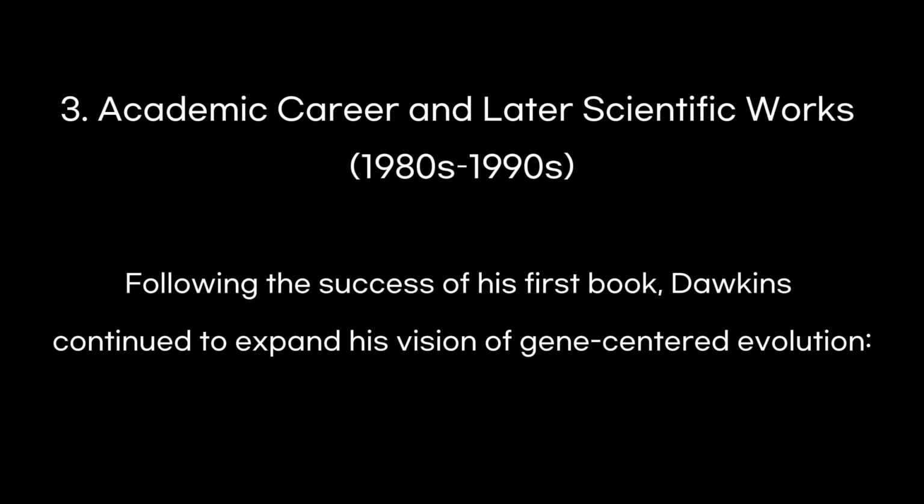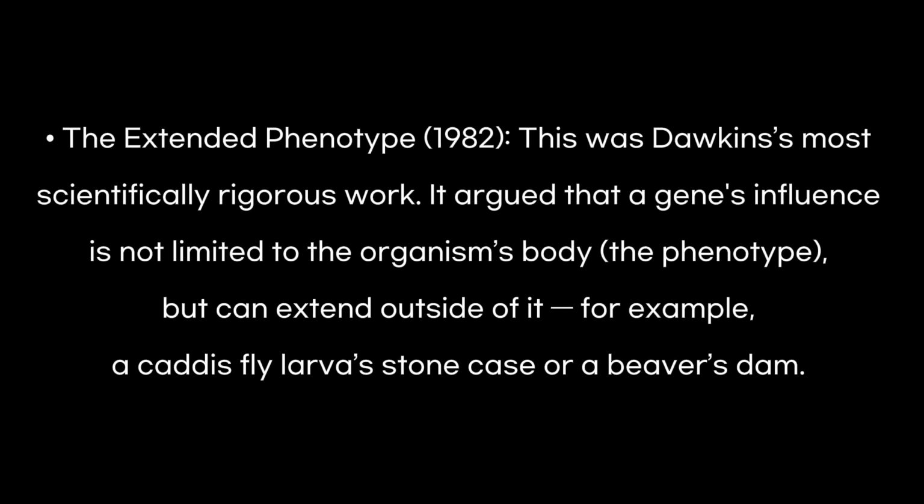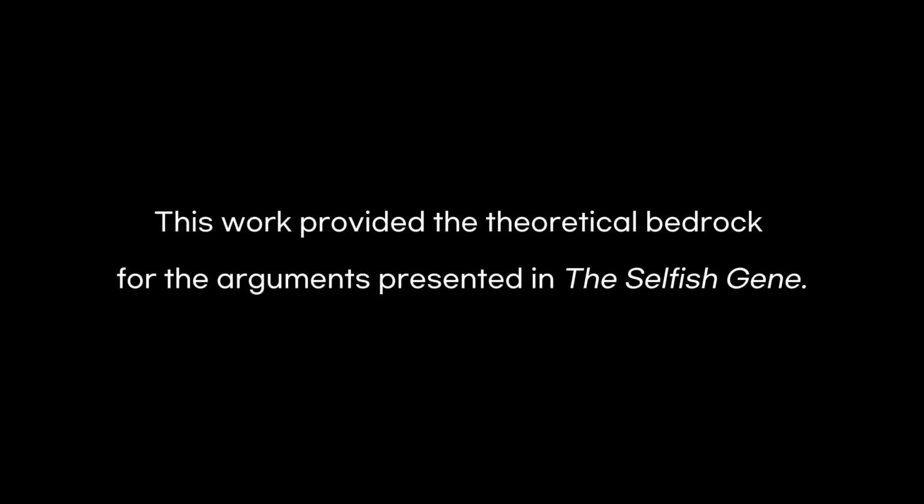3. Academic career and later scientific works, 1980s and 1990s. Following the success of his first book, Dawkins continued to expand his vision of gene-centered evolution. The Extended Phenotype, 1982. This was Dawkins's most scientifically rigorous work. It argued that a gene's influence is not limited to the organism's body, the phenotype, but can extend outside of it. For example, a caddisfly larva's stone case or a beaver's dam.